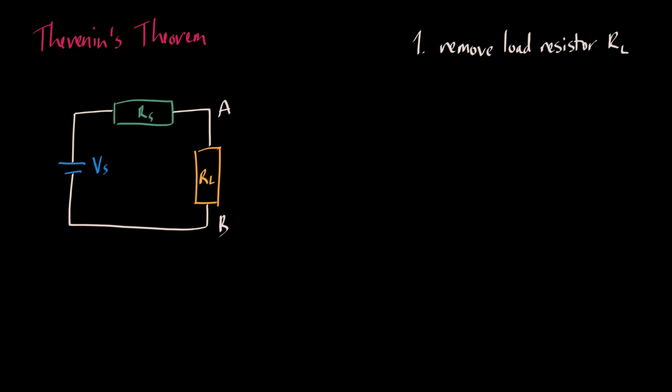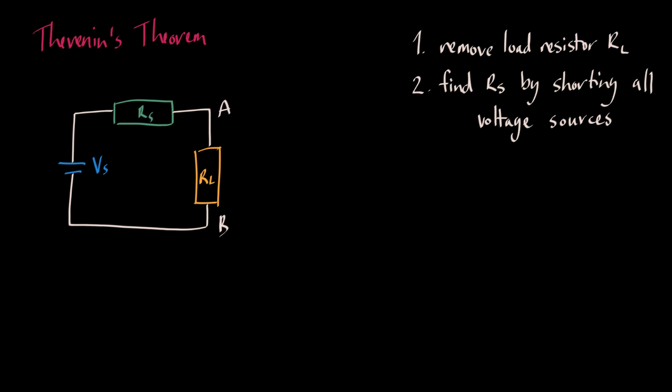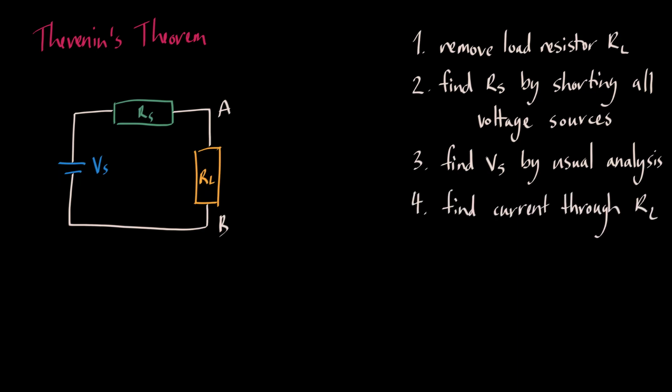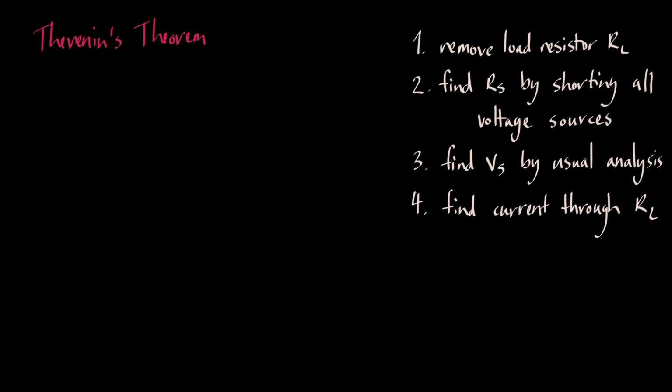First, remove the load resistor RL, or any component concerned. Secondly, find Rs, that is, the source resistance, by shorting all voltage sources or by open circuiting all the current sources. Third, find Vs, that is the source voltage, by use of the usual circuit analysis methods. Fourth and finally, find the current flowing through the load resistor RL. We'll now perform these steps on this example circuit to find its Thevenin equivalent.